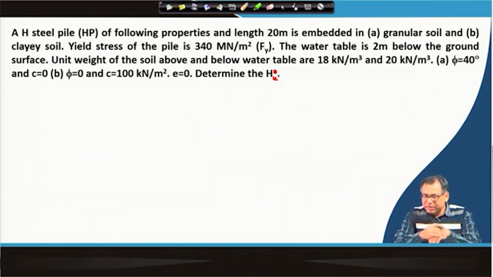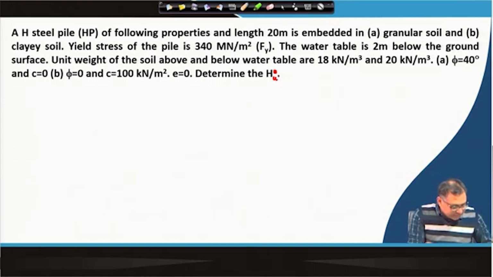The water table is 2 meter below the ground surface. The unit weight of the soil above and below the water table is 18 kilonewton per meter cube and 20 kilonewton per meter cube. For case A, the friction angle is 40 degree and cohesion is 0. For case B, the friction angle is 0, cohesion is 100 kPa, and eccentricity is 0. Determine the HU.